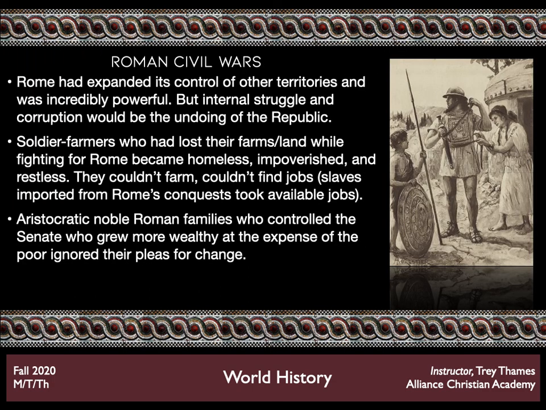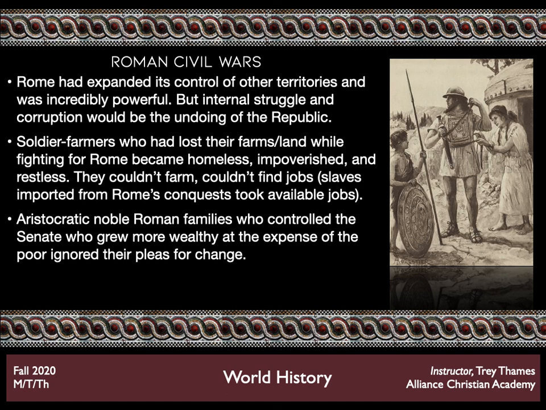So a couple of civil wars are going to happen. Rome is expanding its control over other territories, very powerful, but it's the internal struggle and corruption that's going to be the undoing of the republic. Here's what's happening. Got all these soldier farmers. You got to remember, the soldiers were not professional soldiers. They were just basically farmers that were called to come fight. And they would be gone for years at a time.